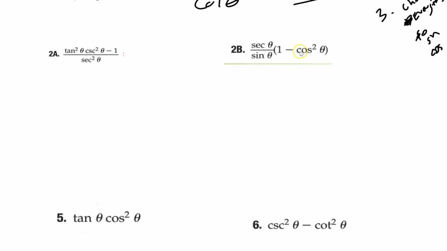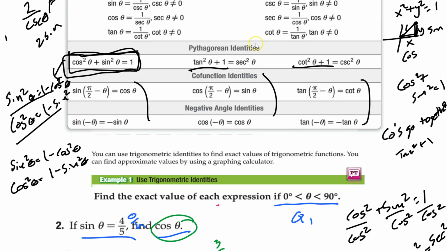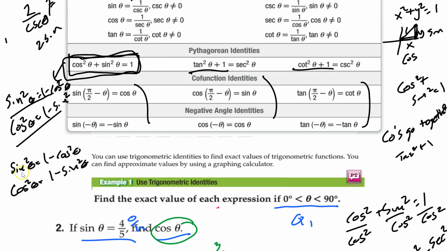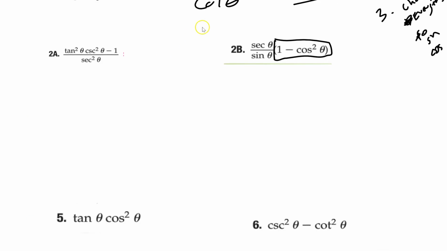Number 24, let me skip for a second. Let me do this one first. So I got secant over sine, and then right here I got 1 minus cosine squared. When I say use your identities, that's what I mean. This right here is an identity. 1 minus cosine squared, let's look up where I see that. Right here: 1 minus cosine squared is sine squared. It comes from the basic formula right here where you just solve for cosine squared or sine squared. So this is the same thing as just saying sine squared. That's why we have to know our identities. It makes it a lot easier if we know them.